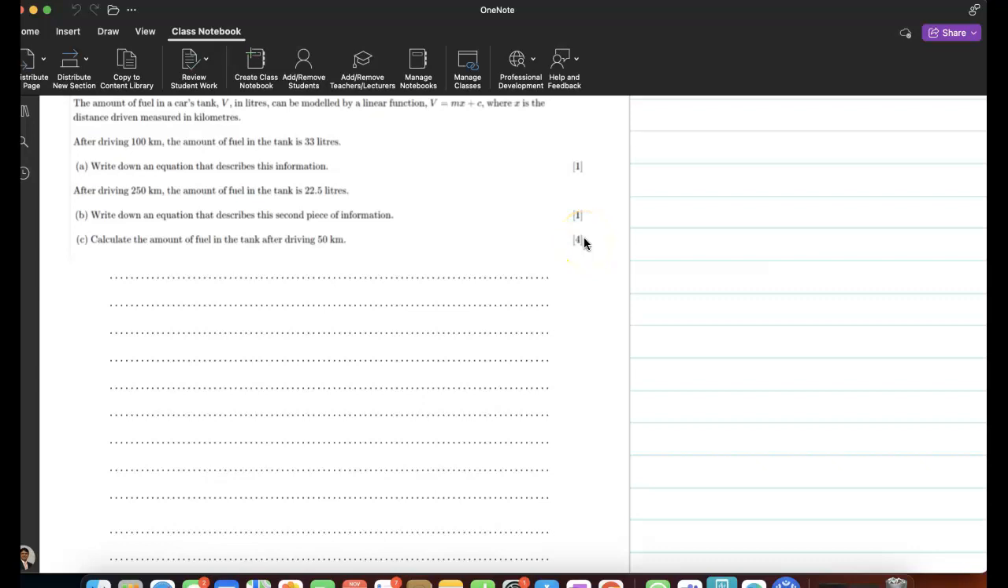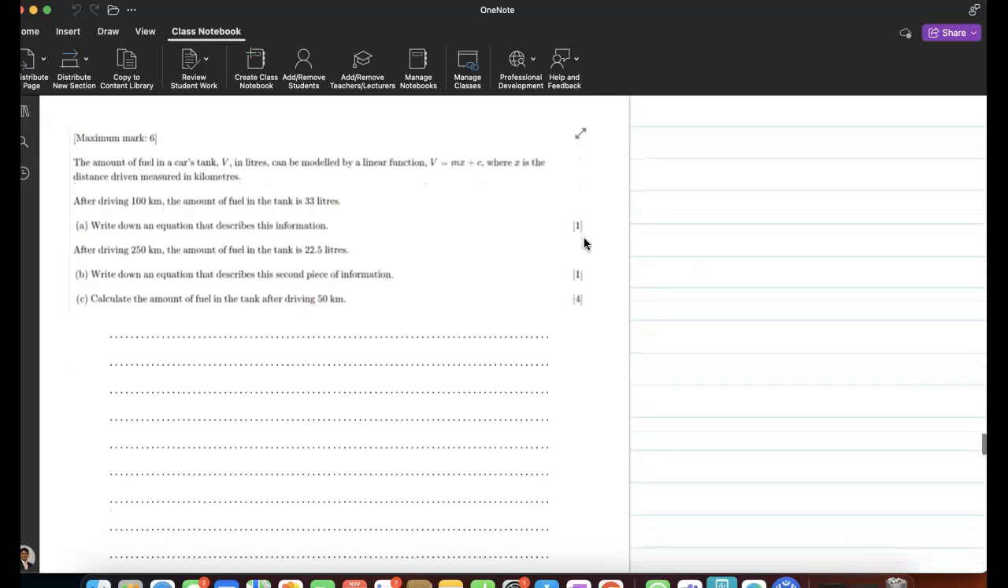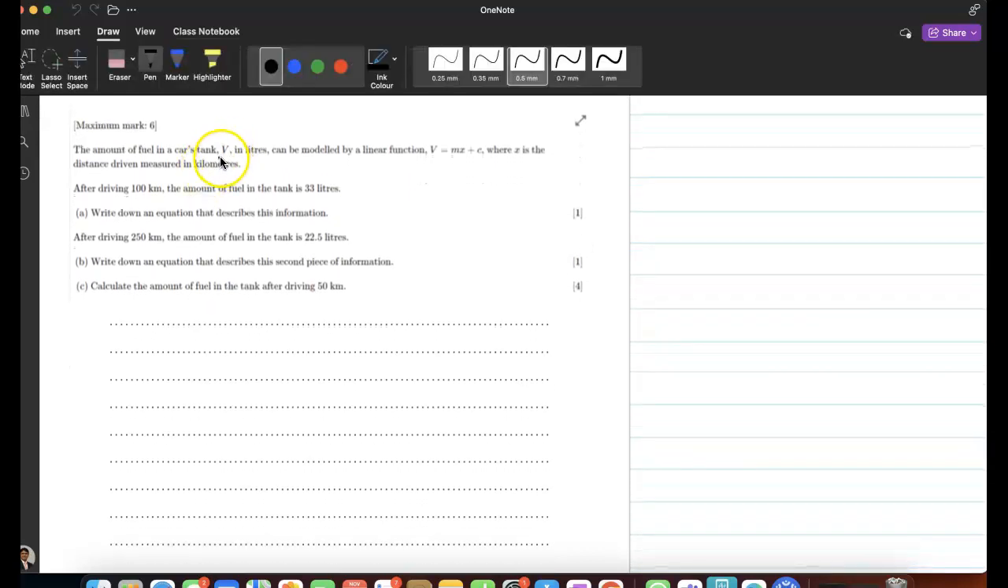Okay, so in this one, this is question 8. The amount of fuel in car tank V in liters, so I'm underlining the important thing, this is in liters, can be modeled by a linear function, V is equal to mx plus c, where x is the distance driven in kilometers. After driving 100 kilometers, so that's your V, the V is of x, because x is your distance, 100 kilometers, the amount of fuel in the tank is 33 liters. Write down an equation that describes this information.